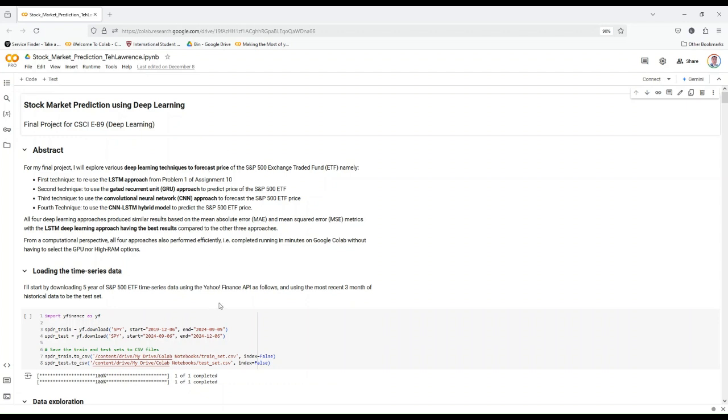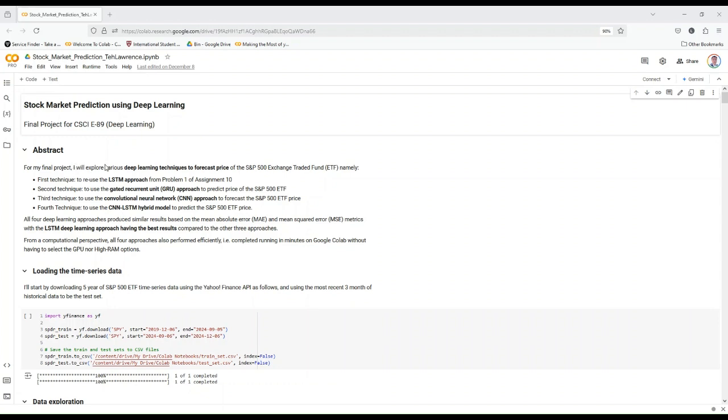To predict stock market prices, I've used four different deep learning techniques. The first one was to set a baseline, almost like, let's reuse the LSTM model that we all learned in problem one and problem two of assignment 10. I've gone with problem one and reused its code for my first technique.